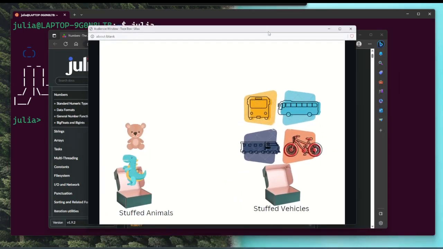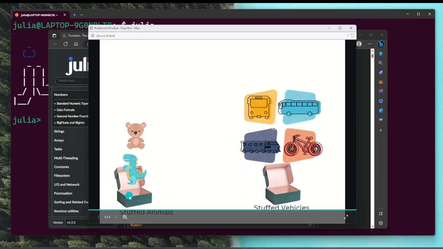Now you see here, for example, you have two boxes. One is stuffed animals. I'm using canva.com, thank you, Canva, for providing an illustrative mode, so I can show here. If you are a child, you have two types of boxes. One would be stuffed animals, one would be stuffed vehicles. Now this represents your abstract type.